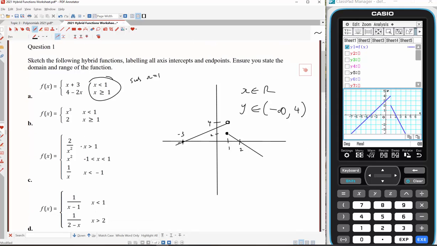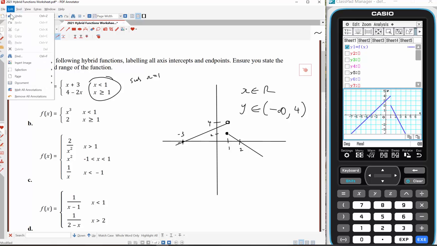Alright, so to give me the space to do it, what I'll do is I'll just clear this out now.